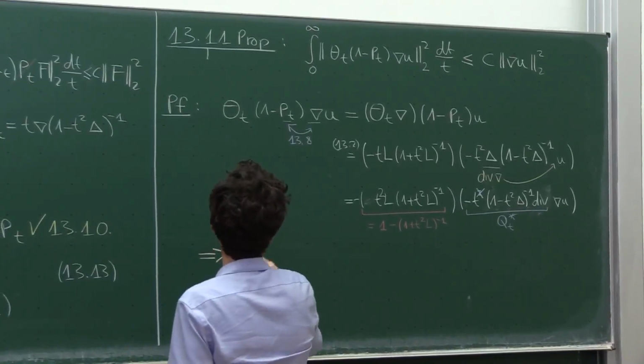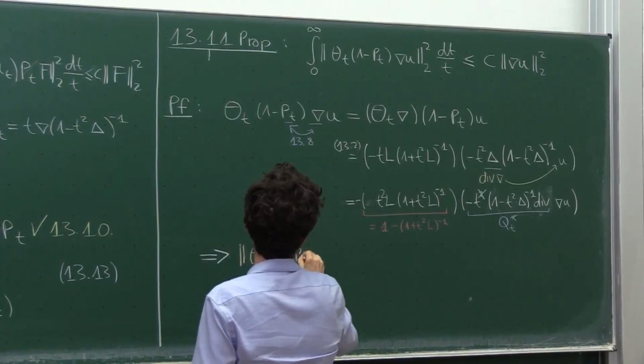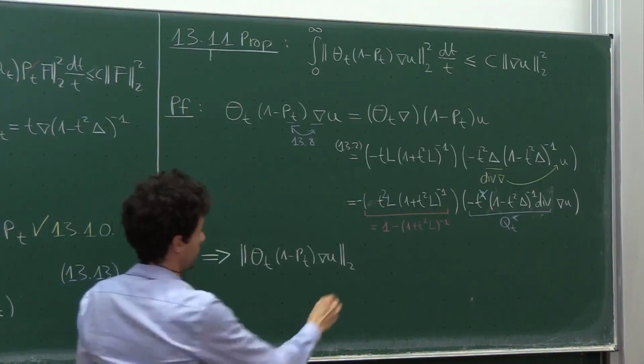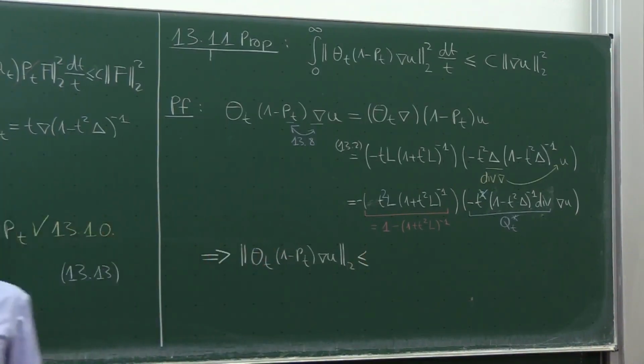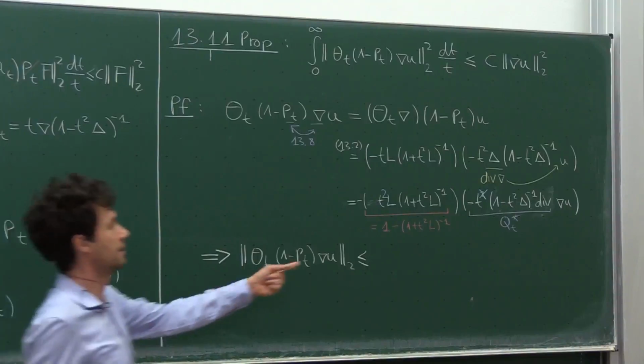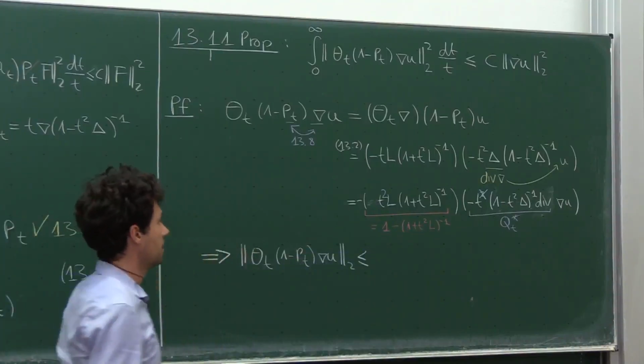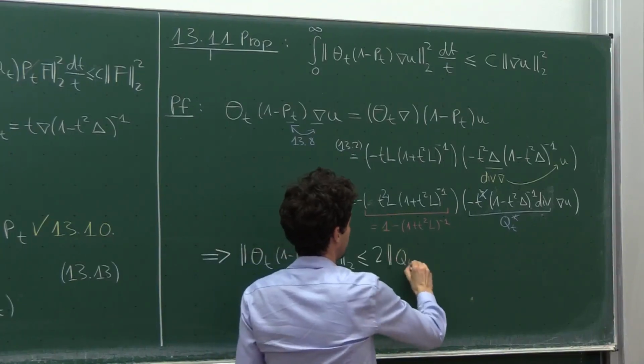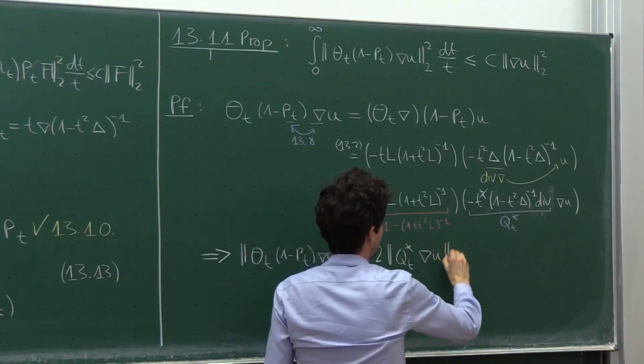Alright, so theta of t, 1 minus Pt, grad u in L2 norm is bounded by, and now you see how generous I can be in this estimate. Well, I just sent L back home. This is 1 minus the resolvent of L. Who cares? It's an operator, by m-accretivity, bounded in norm by 2, because it's the identity, and the resolvent is bounded by 1. So I just put a 2 here, and I put the L away, and I just stick with the Qt star acting on the gradient of u.